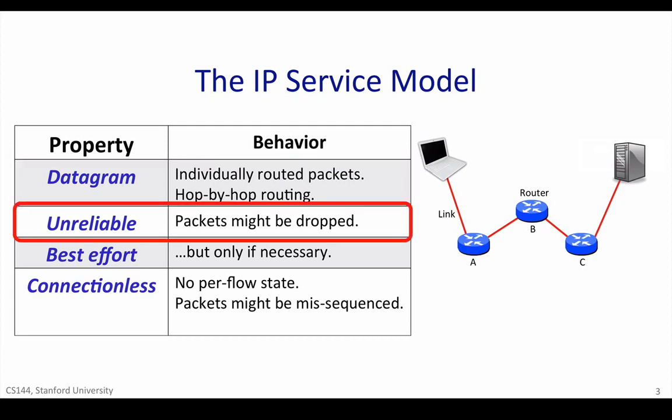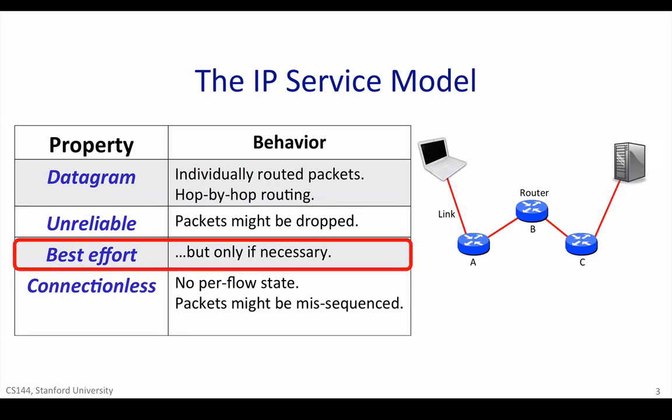The second aspect of the IP service model, and perhaps most surprisingly, is IP is unreliable. IP makes no promise that packets will be delivered to the destination. They could be delivered late, out of sequence, or never delivered at all. It's possible that a packet will be duplicated along the way, for example by a misbehaving router. The key thing to remember is that IP is unreliable and makes no guarantees.